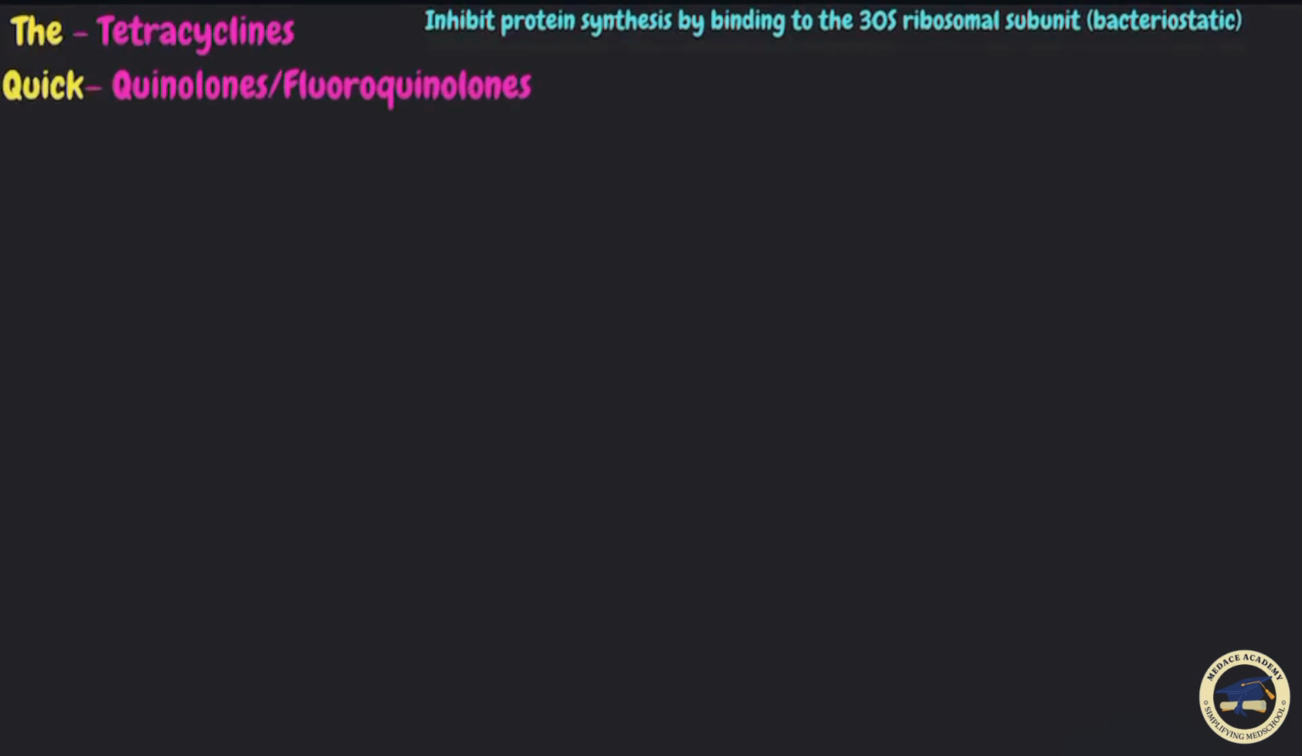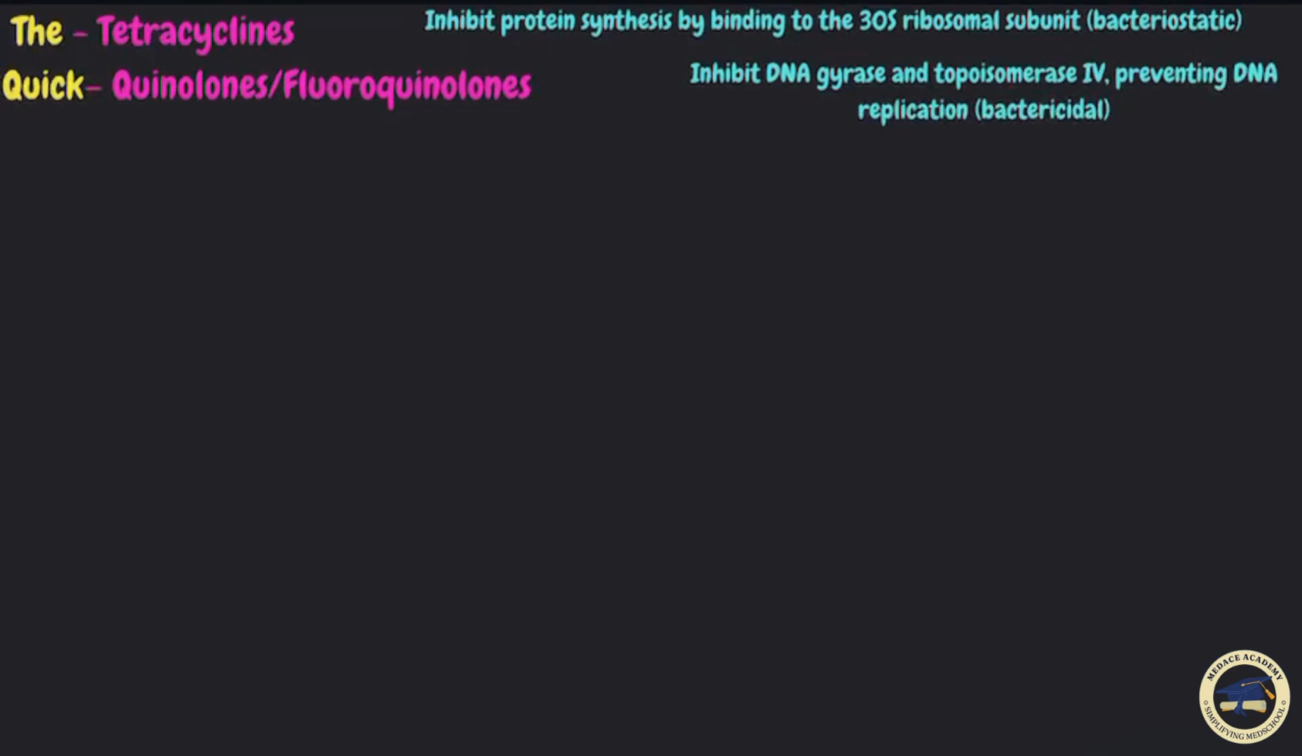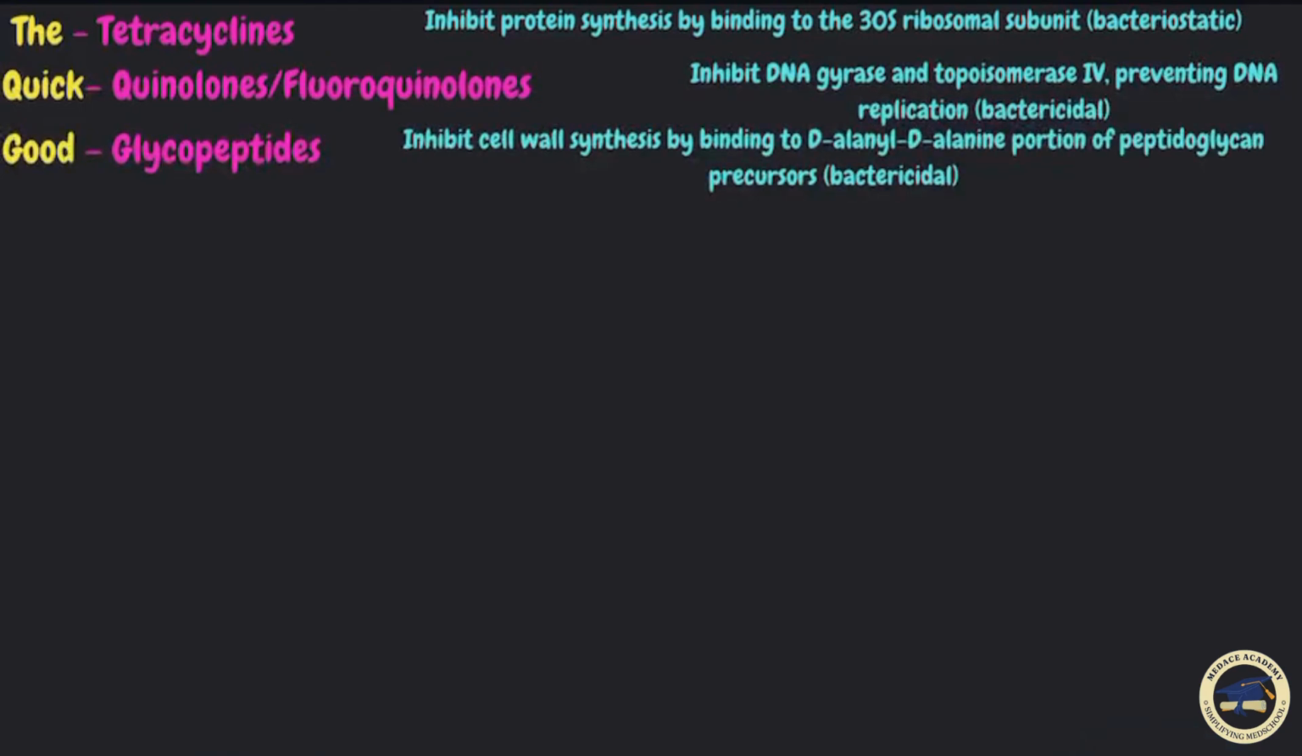Okay, when we look at tetracyclines, these will inhibit protein synthesis by binding to the 30S ribosomal subunit. The next class is that of quinolones. These will inhibit DNA gyrase and topoisomerase 4, and this prevents DNA replication. The next class is that of glycopeptides. These will inhibit cell wall synthesis by binding to the D-alanine portion of peptidoglycan precursors.